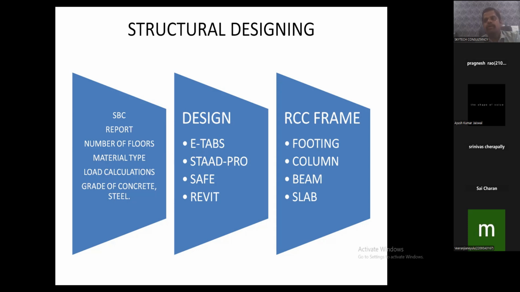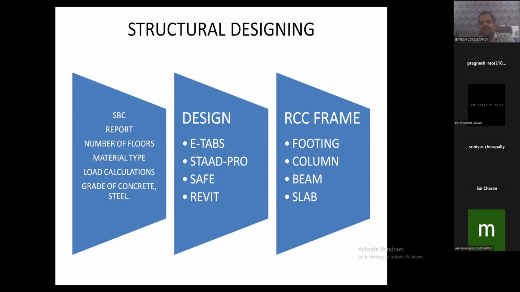The grade of concrete is M20 or M25 in general buildings; almost 80% of Indian buildings are designed with M20 or M25. And the grade of steel depends. In some cities, the available HYSD bars are Fe 500. In some cities, the available bars are 550, or 650, 600 and so on. Based on that, we start the designing process. So how will we design?